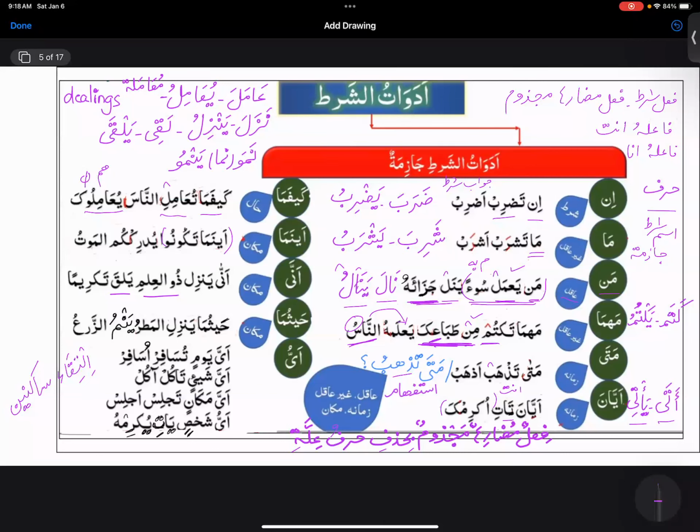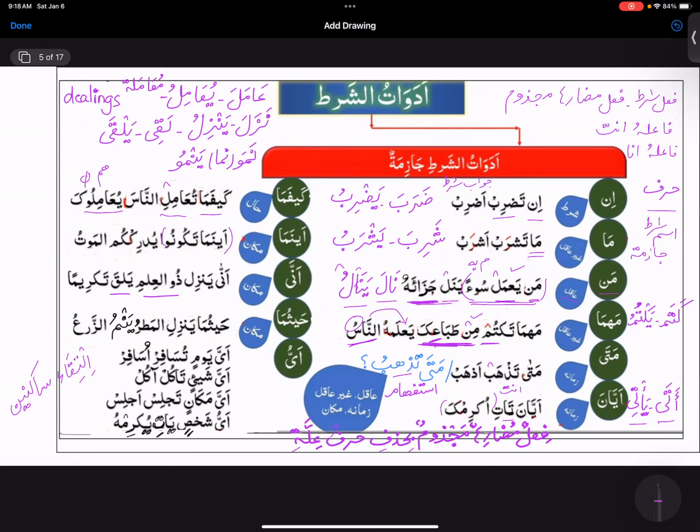Wherever you are. Wherever. Takunu, wherever, will come, Ainama, right? Wherever you will be. Takunu will come with that present. You will be. Takunu is be. So wherever you will be, what's going to happen? Yudrikkumul mautu. The death will get, come, that will come to you. Get you, yes. Okay. Ainama takunu yudrikkumul mautu.